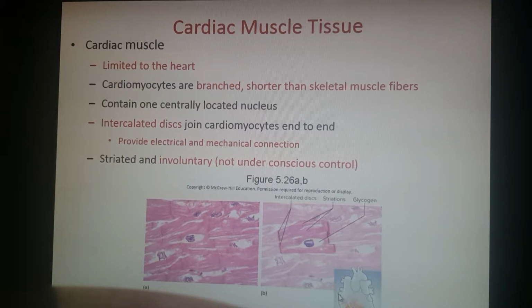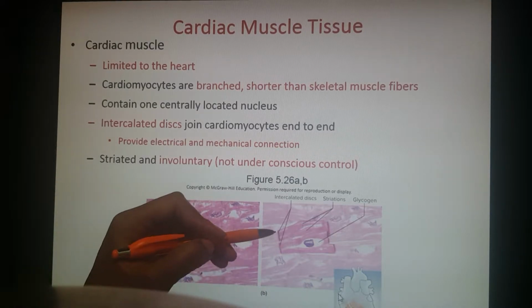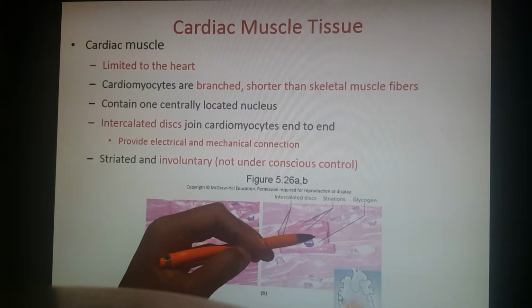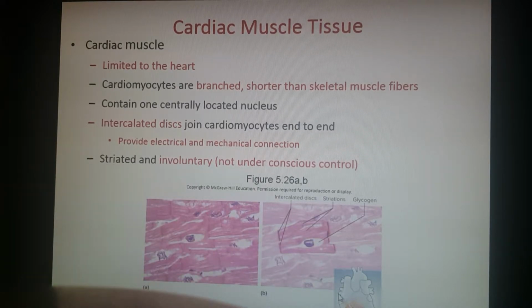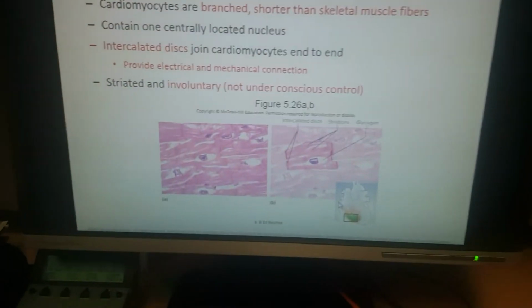In between your cardiomyocytes, or your cardiac muscle cells, there are these intercalated discs. That helps to join your cardiac muscle cells together. It also provides an electrical connection. So as your heart pumps, the signal is sent around the cells almost instantaneously, and so they'll contract together. It also provides a mechanical connection, so again, your heart's pumping all the time. To keep the cells of this tissue together, your intercalated discs also help with this.